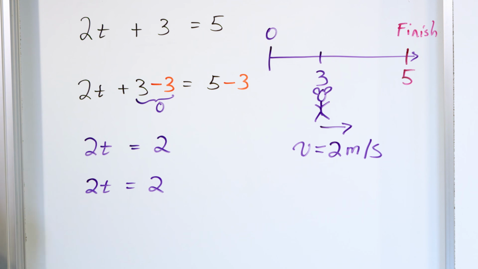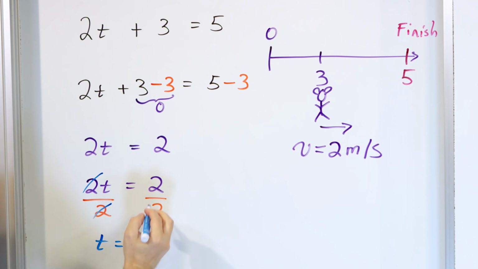We're multiplying by 2, right? So to undo that multiplication, we're going to divide by 2 on both sides. And we know when we divide like this, the 2's are going to cancel. We've done that many times in the last lesson. We only have a t left over. 2 divided by 2 is 1. And what are we solving for?